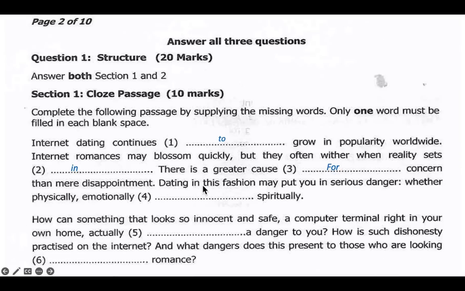Okay, dating in this fashion may put you in serious danger, whether physically, emotionally, or spiritually. Now, why are we using "or" here? I will state this. "Or" is applied because of "whether." But if we never had "whether," then we should put "and." If this one is not present, then "and" should be applied. Now here we have "whether."